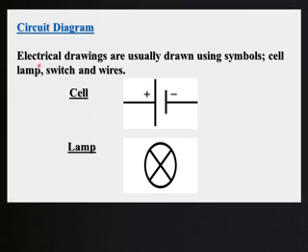Circuit diagram. Electrical drawings are usually drawn using symbols for a cell, switch, and wires. Now let's see the symbols for different components. First one is the cell. We represent a cell with two lines, one small and one big line. So there are two terminals, the positive and negative terminal. And for a lamp, we make one small circle, and in that circle we make a cross. That is the symbol for a lamp.